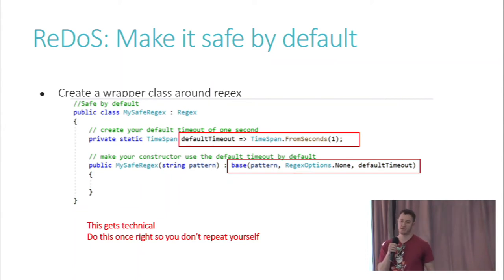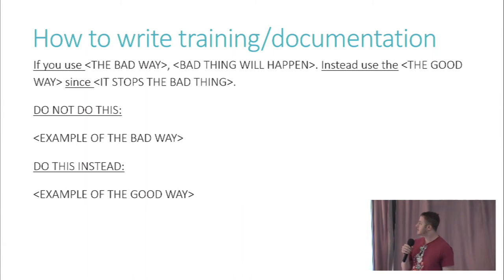Now all you have to do is train the developers to not use the dangerous one. Here's how you can write your training. This is a template. This is Ad Libs. I use this, and it's fantastic. If you use the bad way, the bad thing will happen. Instead, use the good way, since it stops the bad thing. That's it. This is it. And then you include examples.